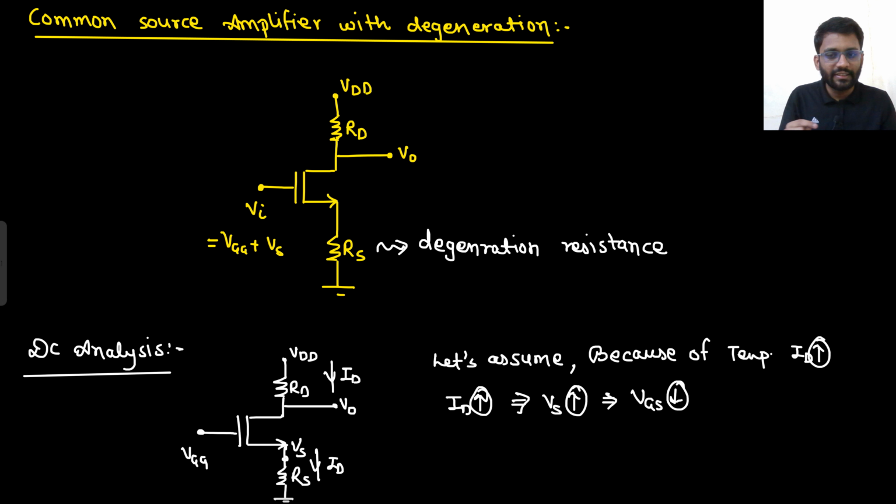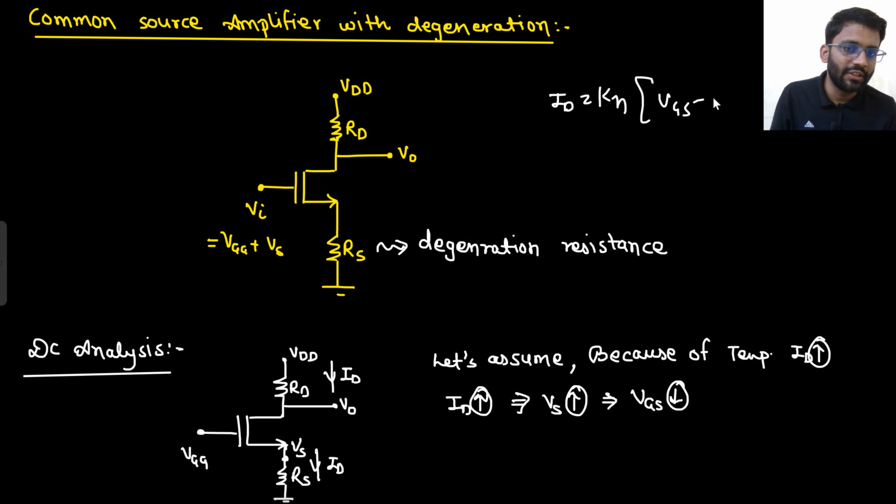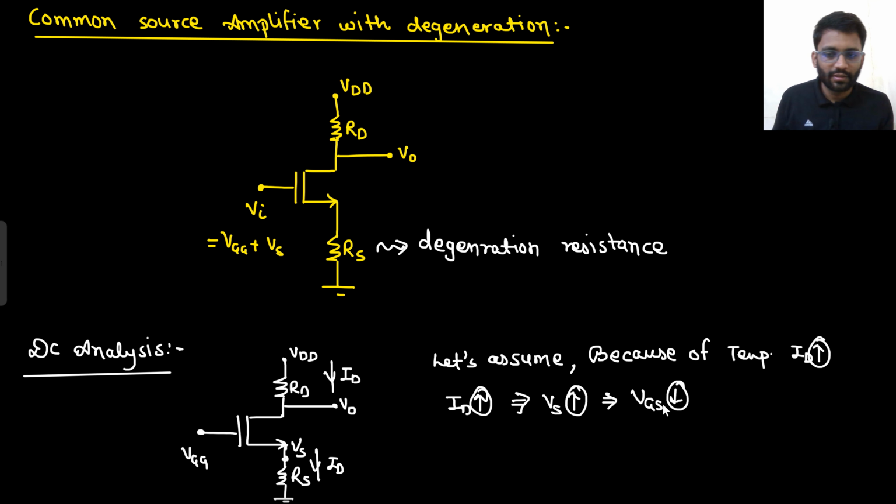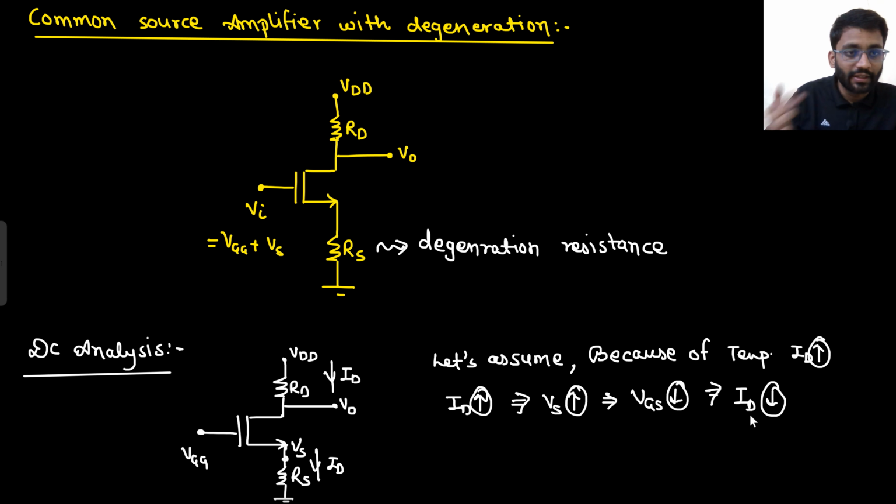And if Vgs decreases, what will happen to the current? What is the equation of current? Some constant times (Vgs minus Vt) whole squared. If this is decreasing, that means the current will decrease. What is the advantage? By some parameter, if the current increases in your transistor, the current will not keep on increasing. It will decrease. It increases, then comes down, then again increases, then comes down. So the current will be maintained.